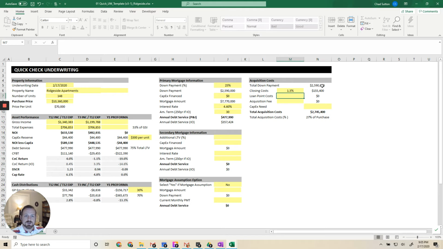Loan point costs. We're going to assume that this lender is going to charge me 1% of the loan amount, or 1 point, to get into this loan. And let me remember. Okay, for J, this is M7 times J8. Good. Sometimes I see people calculate this as a percentage of the purchase price. You can do it either way. This is more conservative, it's a bigger number, but really it's a point off the loan amount.